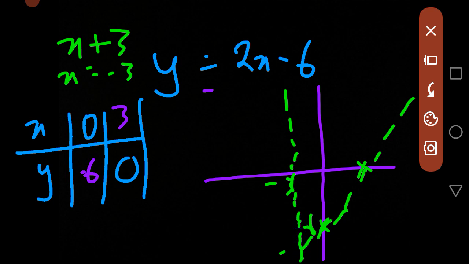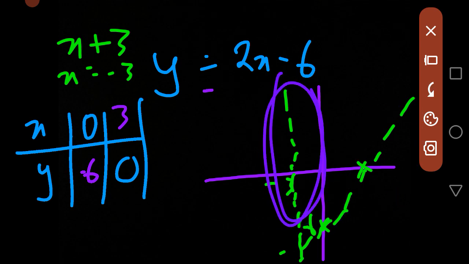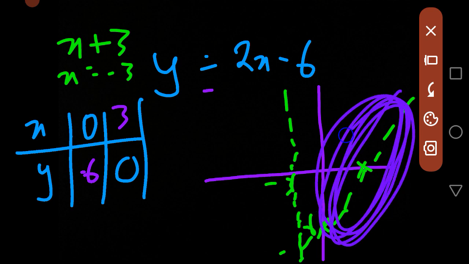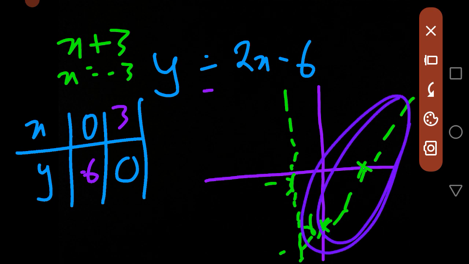So this is my oblique asymptote here. Let me indicate it. This is my oblique asymptote right here, and this is my vertical asymptote right here. But we'll focus on the oblique asymptote. You see that guy there? That is oblique. He's also called the slant asymptote because of the slant behavior.